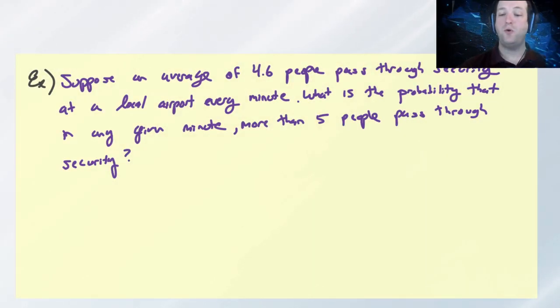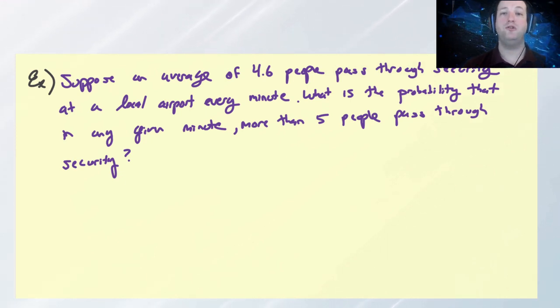Suppose an average of 4.6 people pass through security at a local airport every single minute. What is the probability that in any given minute, more than 5 people pass through security? So let us break apart this problem and understand why we're going to use the Poisson distribution in this particular case.